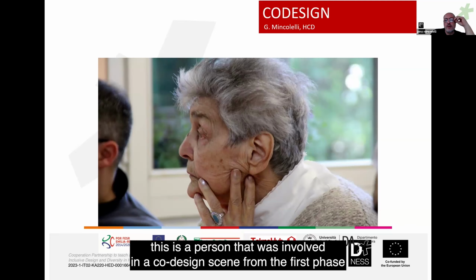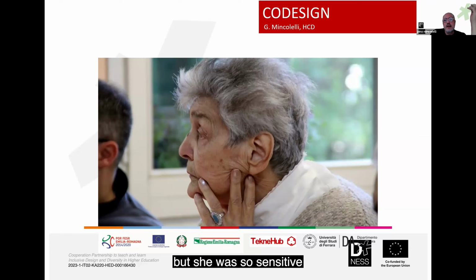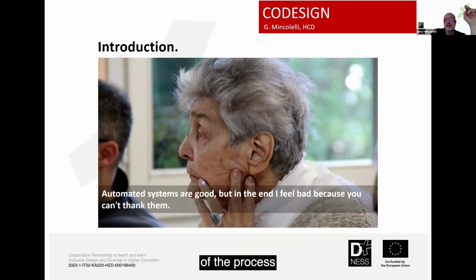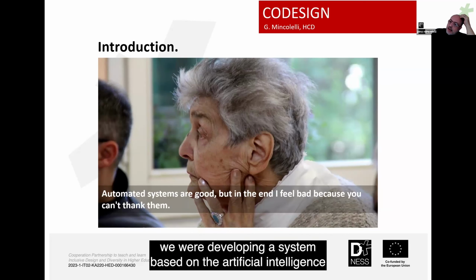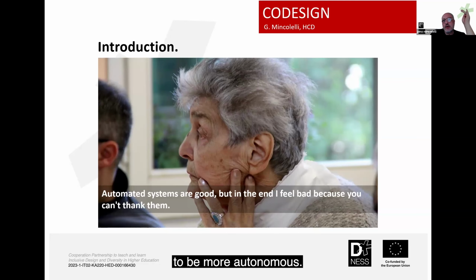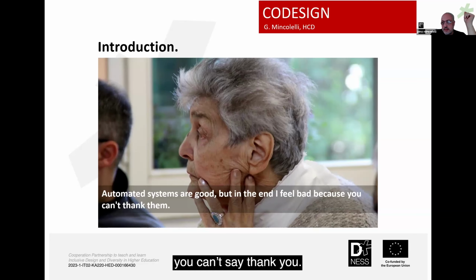This is a person that was involved in the co-design from the first phase. As you can see, she is an old lady, but she was so sensitive and so cooperative that at some point of the process she said this. We were developing a system based on artificial intelligence to anticipate the needs of the people and give them solutions for being more autonomous. And she said this sentence: automatic systems are good, but in the end I feel bad because you can't thank them. You can't say thank you.